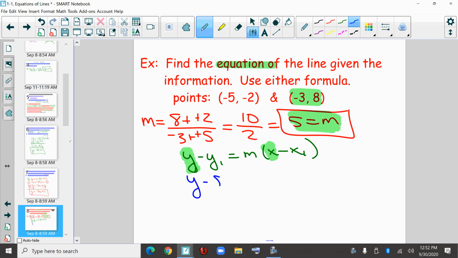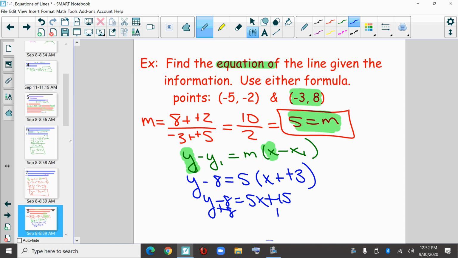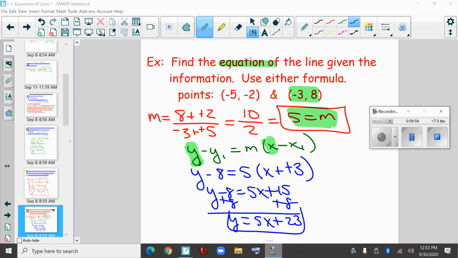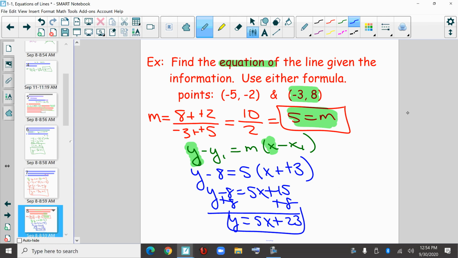So y minus 8 is equal to 5 times x minus negative 3. A double negative creates a positive. y minus 8 is equal to 5x plus 15. Add the 8, and we get y is equal to 5x plus 23. So, as you can see, we get y equals 5x plus 23.